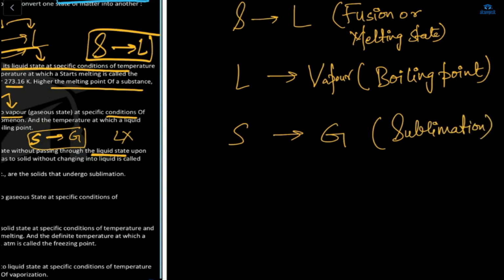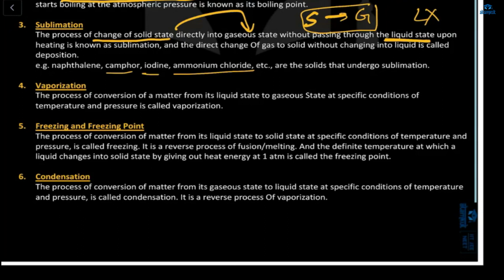Okay, very simple. Now, vaporization is the process of conversion of a matter from its liquid state to gaseous state at some specific condition of temperature and pressure. This is known as vaporization. This is also very similar to sublimation, but here it happens at a specific condition of temperature and pressure. Only these two terms differ between sublimation and vaporization.